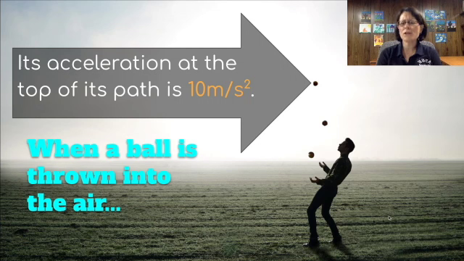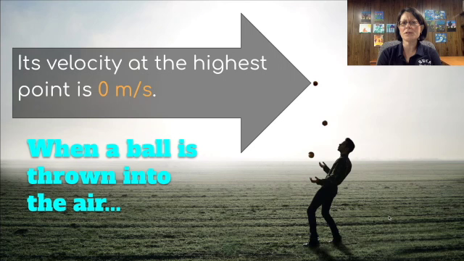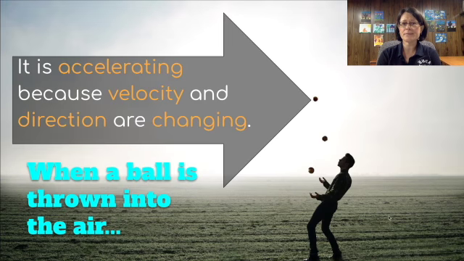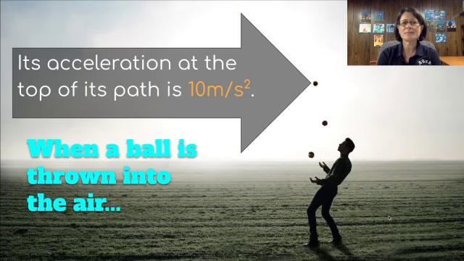But some very important points. Let me go back over those here again. The velocity at its highest point is 0 meters per second because it is instantaneously stopped to change its direction and start accelerating again. It is, in fact, still accelerating even though it is stopped because it's changing its direction and its velocity. And its acceleration at that point is, in fact, 10 meters per second squared. Very important to remember. That's why I went over it again. So don't forget it.